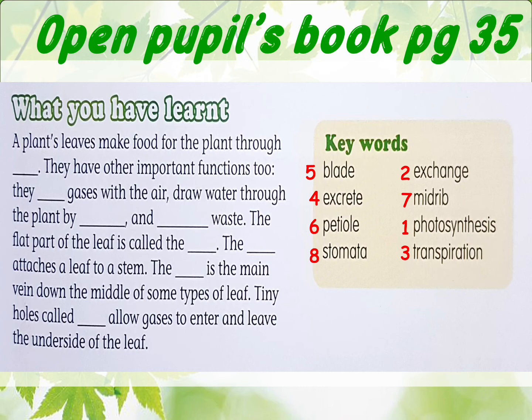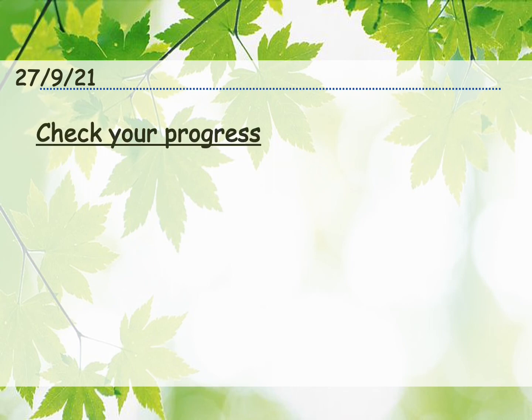Now I want you to open your notebook. You have already drawn a leaf yesterday. So today you'll just write the date, and you'll write check your progress, and we will do the answer for the first question because the second one we did already. And for third and fourth, the answers are already given as hints in the bracket, so we are not writing that.